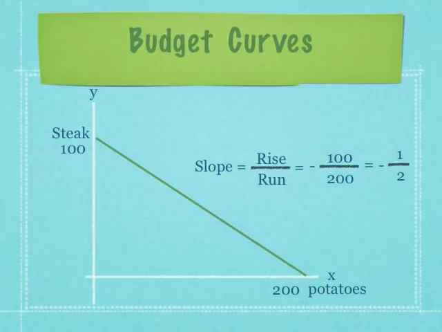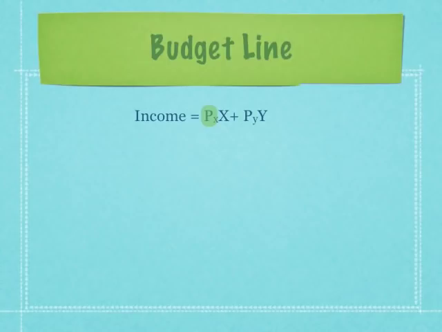The equation of my budget line looks something like this. The price of X times the quantity of X plus the price of Y times the quantity of Y. We use M instead of I. So we have income is equal to price of X times the quantity of X plus the price of Y times the quantity of Y.